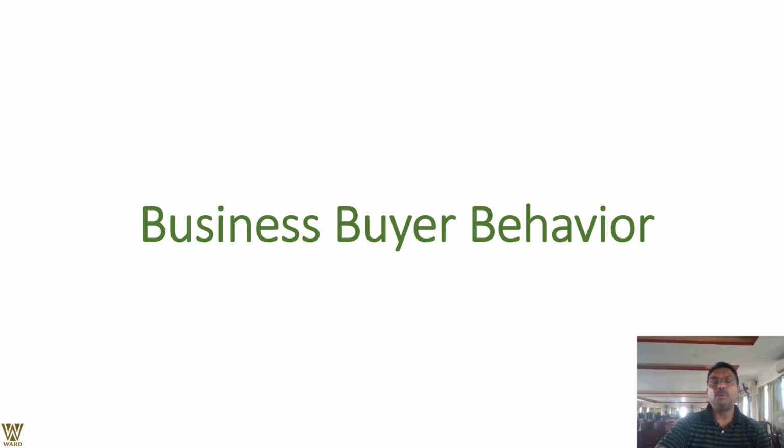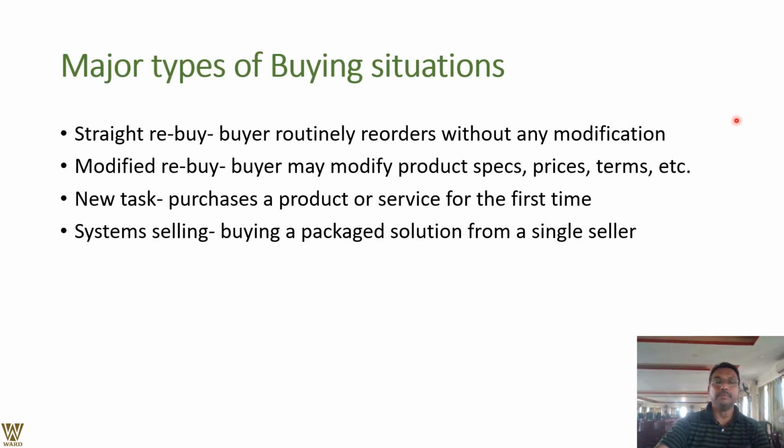The last segment is all about business buyer behaviors. Major types of buying decision are straight rebuys. You don't ask questions, you don't think. They routinely order, let's say pizza for example, without any modification. Modified rebuys: let's say the buyers modify the specification, price, system, regular size pizza, medium size pizza, a large size pizza with the toppings which may be changing. So it's a modified rebuy. You're buying a pizza but modifying it.